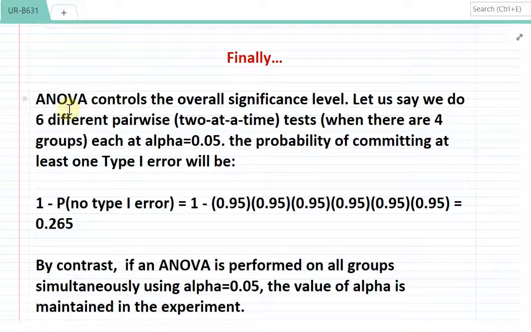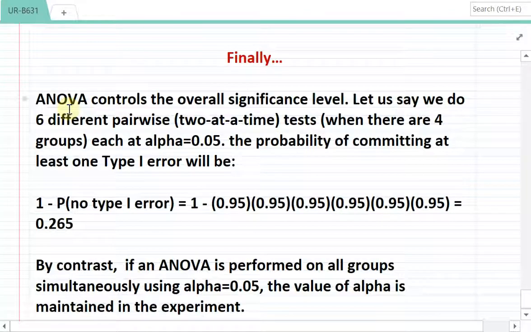There you go. I like that. So, assuming I have 4 factors, right? There are 4 levels of the treatment variable. Then there can be 6 different pairwise tests. Pairwise means 2 at a time. Tests with 4 groups. Now, let's say I want to do independent samples t-tests for each of those at alpha 0.05.